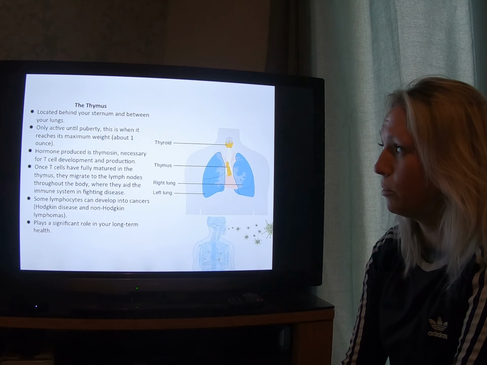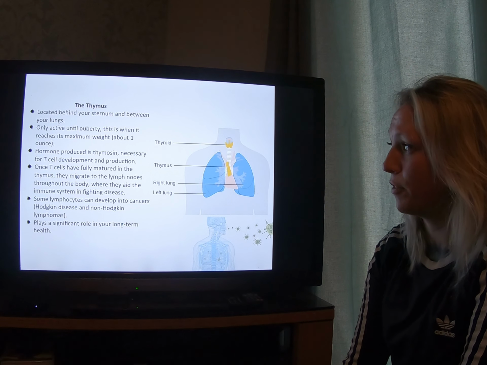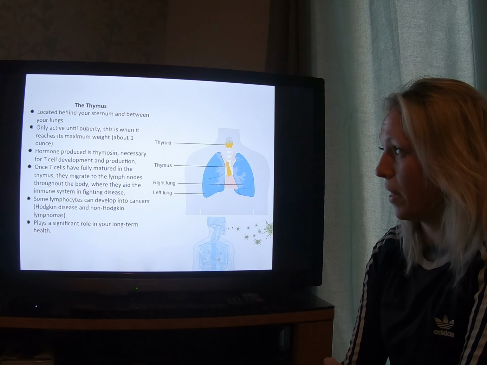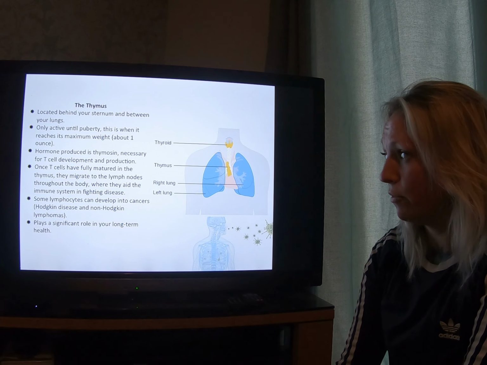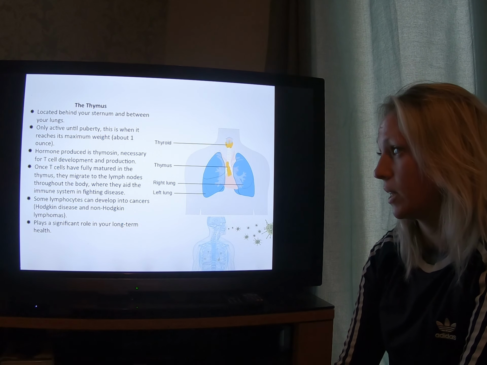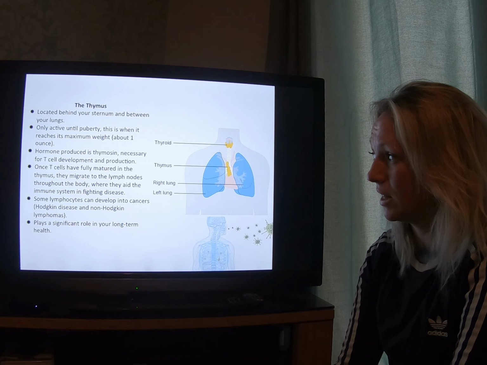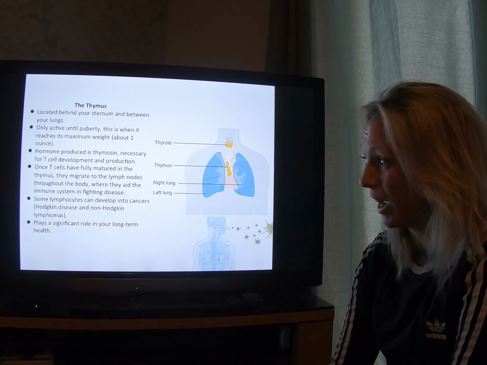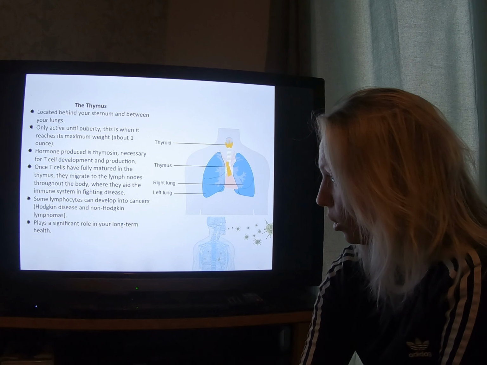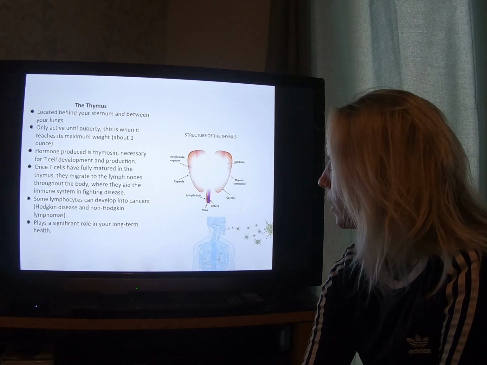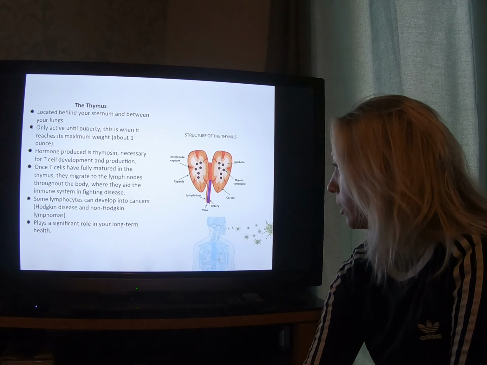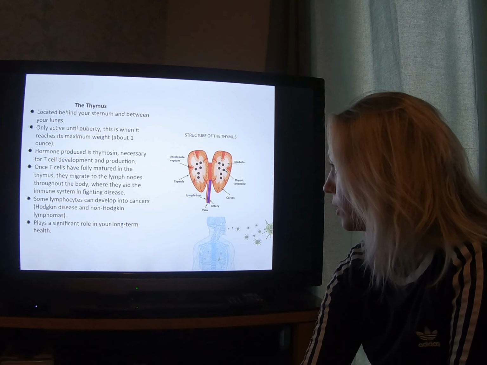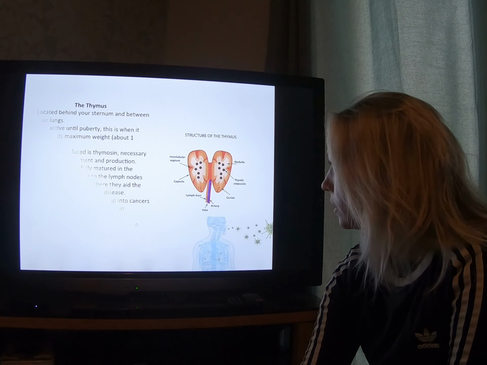Once T cells are fully matured in the thymus, they migrate to the lymph nodes throughout the body, and this is where they aid the immune system in fighting disease. Some lymphocytes can develop into cancers such as Hodgkin's disease and non-Hodgkin lymphomas, and it plays a significant role in your long-term health. And here's just a structure of the thymus, taking a look at the vein, the artery, and the lymph duct that runs through.